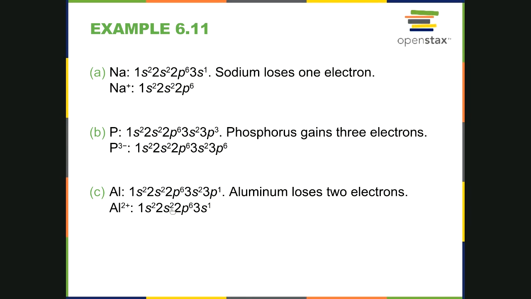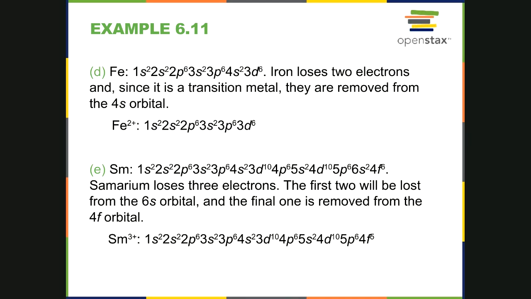Now aluminum, it's going to lose two electrons. So it has one here and here. So when it forms a 2 plus ion, it's just going to lose the 3p and a 3s2 to become 1s2, 2p6, 3p6, 3s1. Now, normally aluminum also forms plus 3 ions.